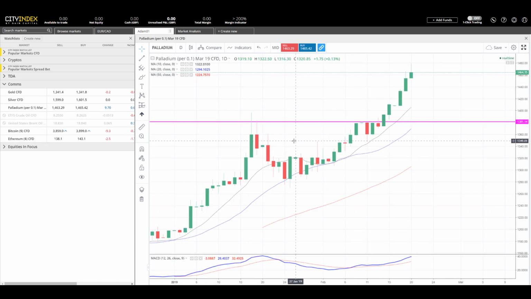Palladium, on the other hand, has obviously continued. It's definitely also overdue for a retracement back into the moving averages or back into this level of resistance to test it for support. So that is quite nice. I'll consider it for my watch list potentially next week for a swing entry long.